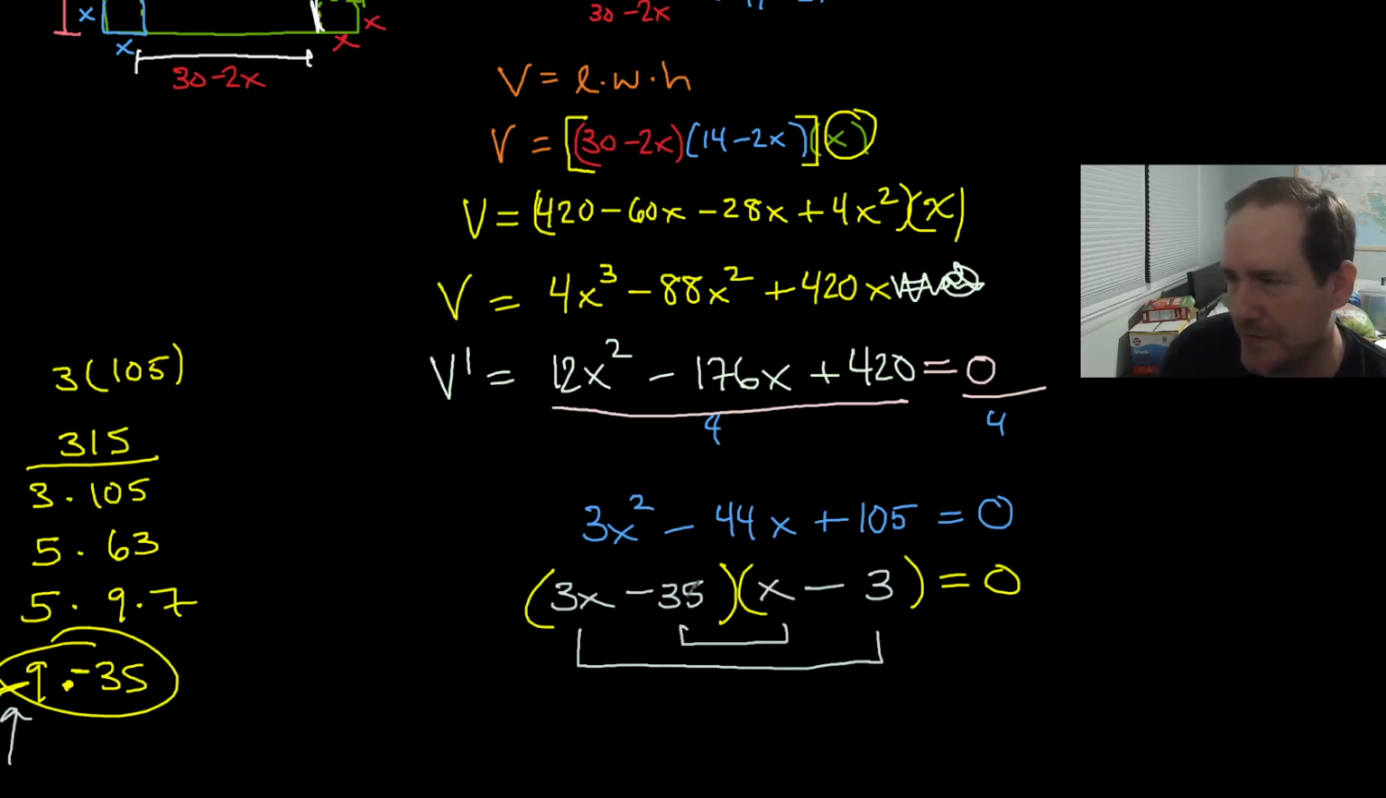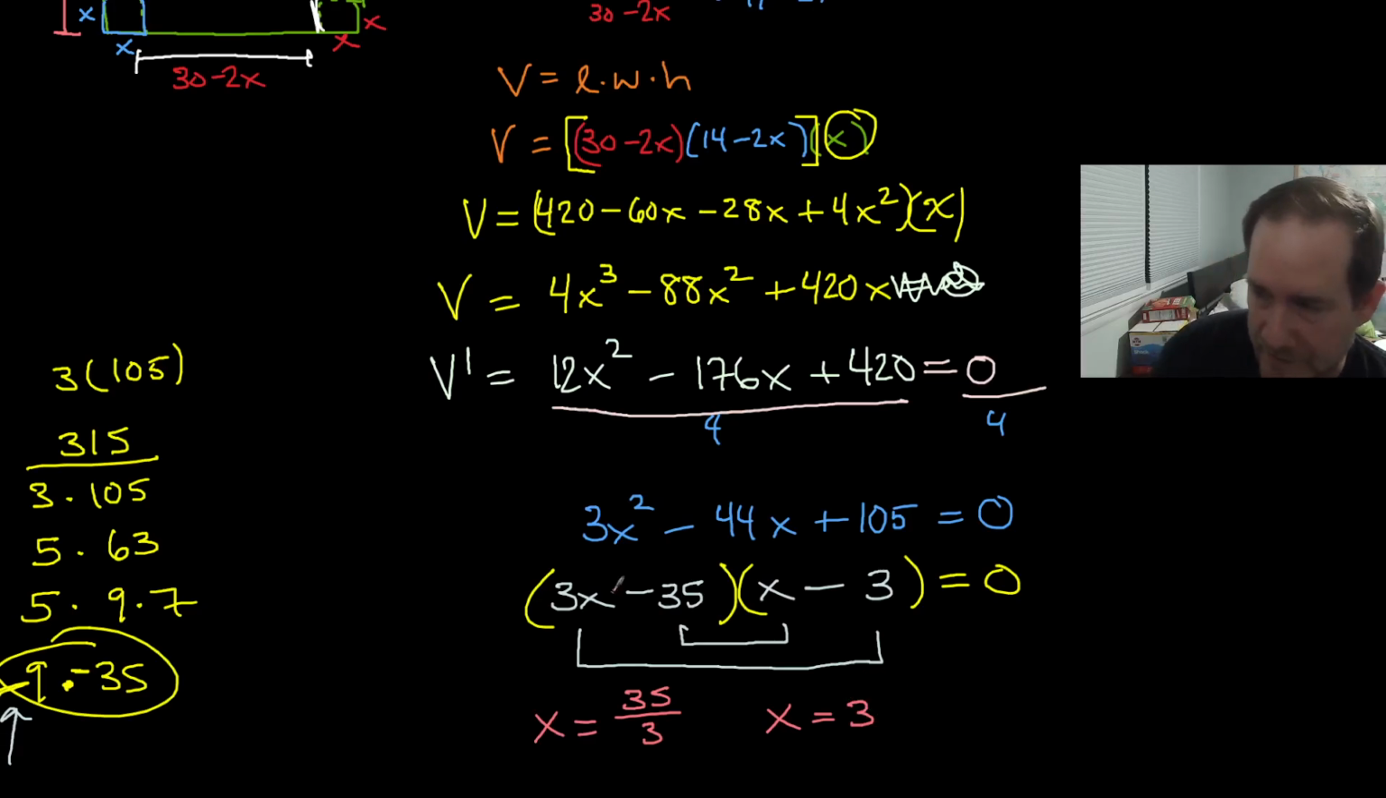Now solving these gives me what? If I set this first factor equal to 0, I add 35 and I divide by 3. So x equals 35 thirds is one possible value. And the other value is just x equals 3. So there's two possible answers here. Or are there? Because I can't help but think that 35 over 3 is just a little bit less than 12.